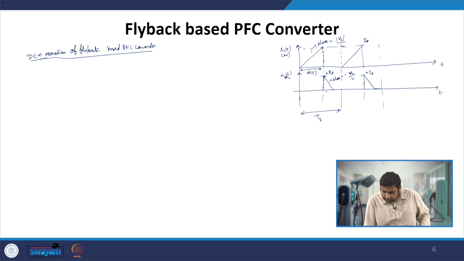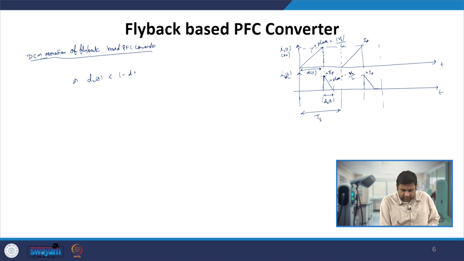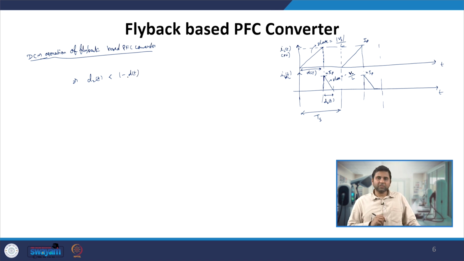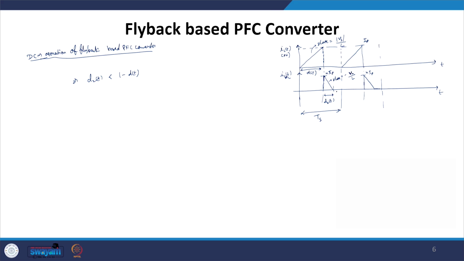Now this period where the diode is in conduction, we will define this as d2 of t, and we know that d2 of t is smaller than 1 minus dt. So we have dt and then d2 of t, and then we have some portion where neither the diode nor the S1 switch is on, and that is when the current through the inductor is 0, and that is when it is called discontinuous conduction mode or discontinuous operation.